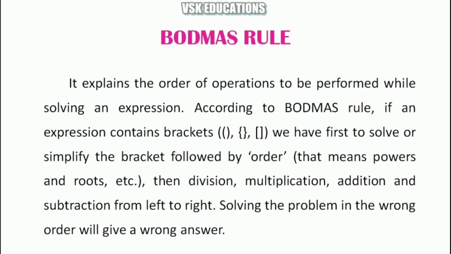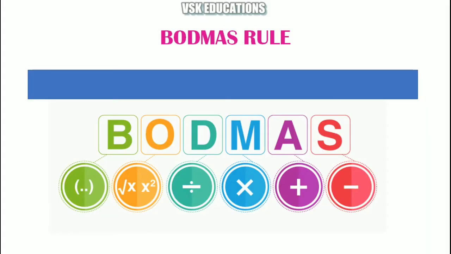According to BODMAS rule, if an expression contains brackets, we have first to solve or simplify the bracket, followed by order. That means powers and roots etc. Then division, multiplication, addition and subtraction, from left to right. Solving the problems in the wrong order will give a wrong answer. BODMAS rule is shown in the figure with symbols.